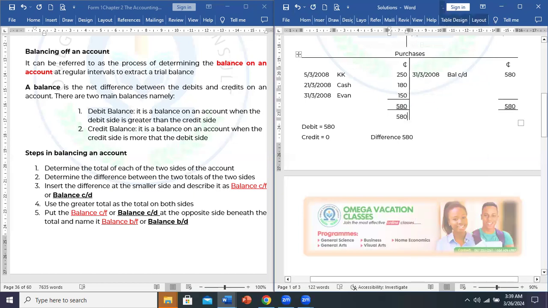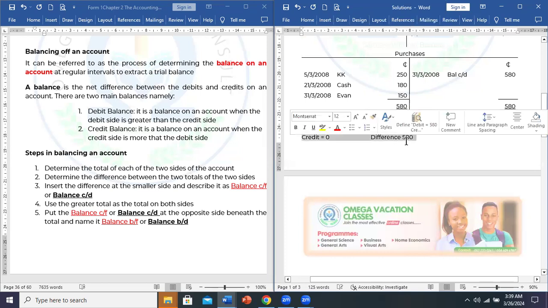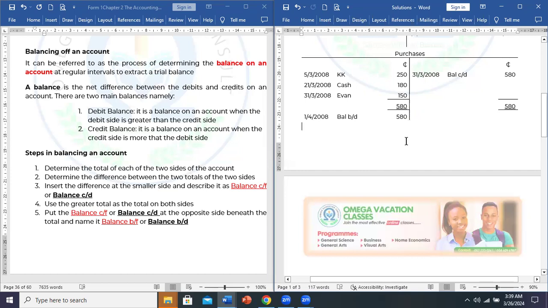But this time we'll call it balance brought down. And the date we are going to put there is the next opening date, which is 1st April 2008. Right, and that's all. So you see that's very simple. Very, very simple to do.